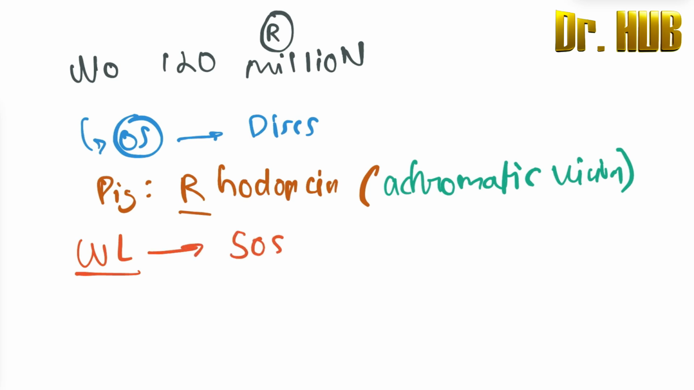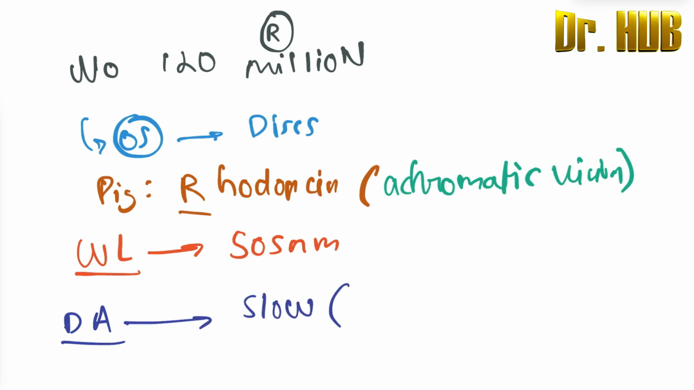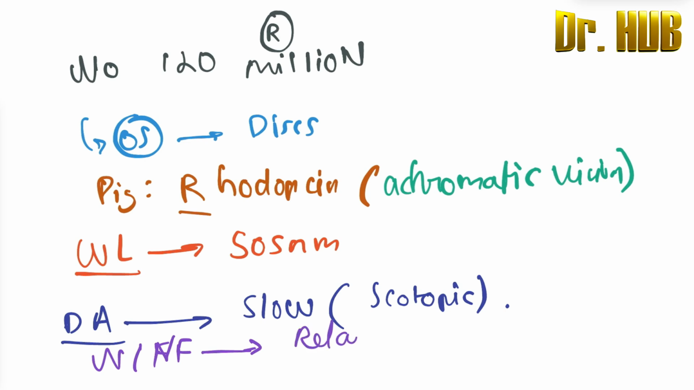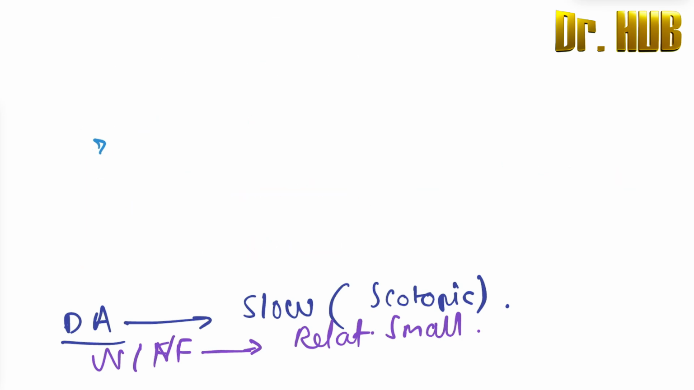The wavelength is going to be 505 nanometers. So how is the dark adaptation? When you look at the dark adaptation, in terms of rods it will be slow, and this is functional for the scotopic vision. Next are the neurons and the nerve fibers. These are relatively small. So this was about the rods.